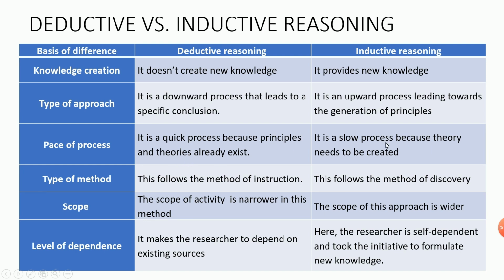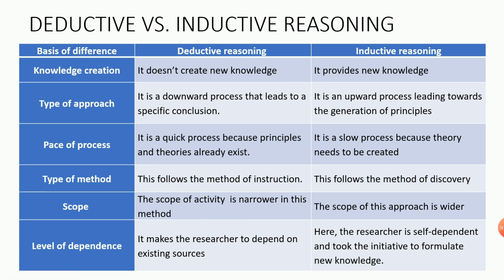Here it is a slow process because theory needs to be created. Next type of method. It is method of instruction. Here it is method of discovery. Next is scope. Scope of activity is narrower in the method.